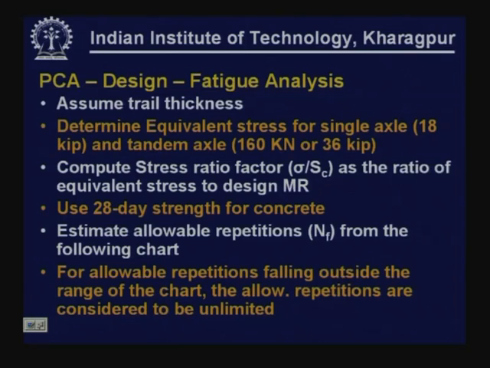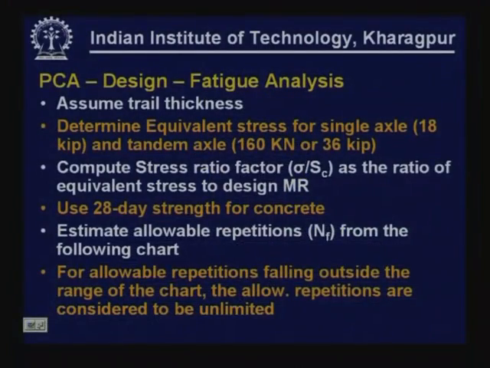The fatigue analysis proceeds like this. We assume a trial thickness and determine equivalent stress for single axle, that is 18 kip axle, and tandem axle, that is 36 kip axle. We determine these from the tables for a given slab thickness, for a given K value, and for either single axle or tandem axle. As we have seen in the previous slide, we have equivalent stress values available for both single and tandem axle. So, we can select those values from those tables.